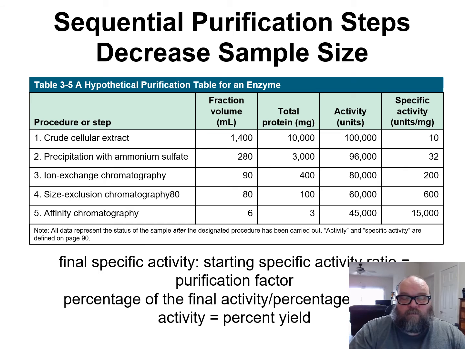Look at our volume. We went from 80 down to 6 mLs. Our fractions, we've collected them. We now have 6 mLs. We started at 10,000 milligrams of total protein. We're now down at 3 milligrams. Our activity units started at 100,000. We're now down to 45,000. Our specific activity, 15,000. Started at 10. We've now gone up 1,500-fold.